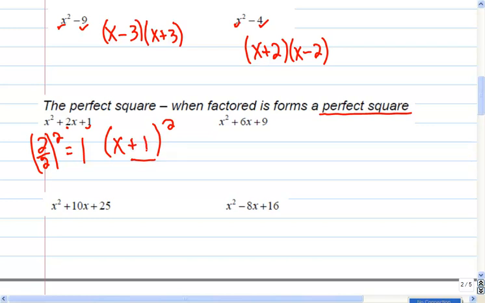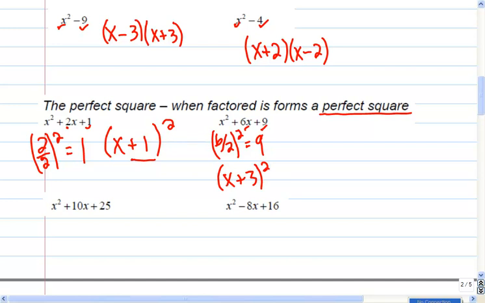Okay. So we check the pattern here. 6 divided by 2 squared is 9. So yep, that works out. Then what I'm going to do is put in x plus 3 squared as my factored form.